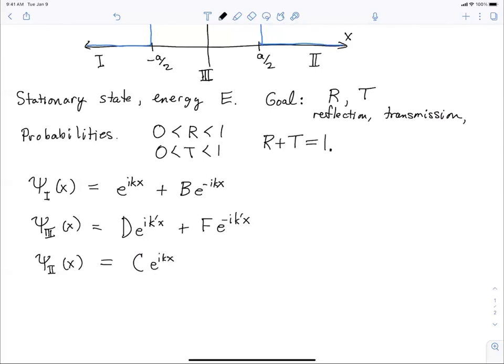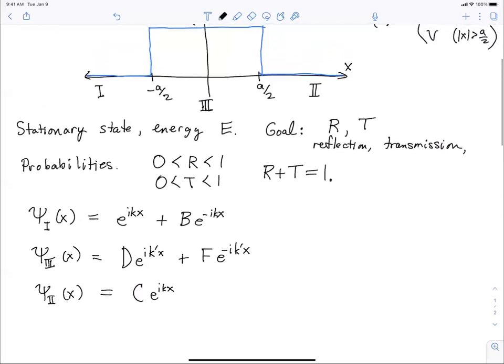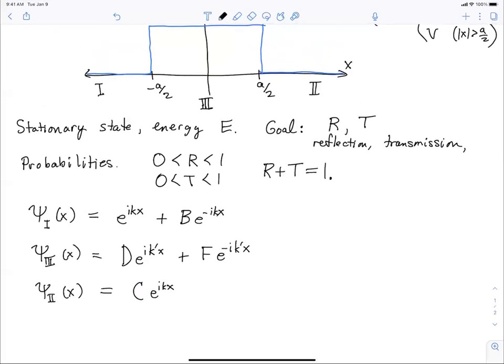And the values of k and k prime are given by, if we're in regions 1 and 2, then E equals h bar squared k squared over 2m from the Schrodinger equation. And it also is equal to, in the intermediate region, h bar squared k prime squared over 2m has to equal E minus V. Okay, so those are what you get just by plugging into the Schrodinger equation. So we know what k and k prime are.